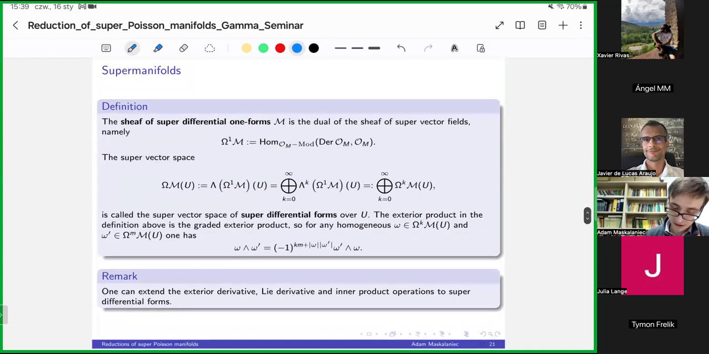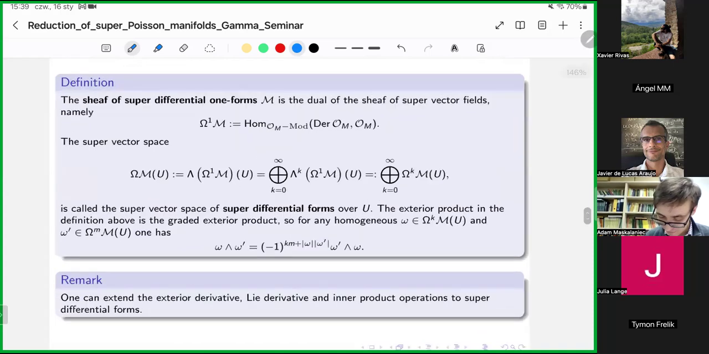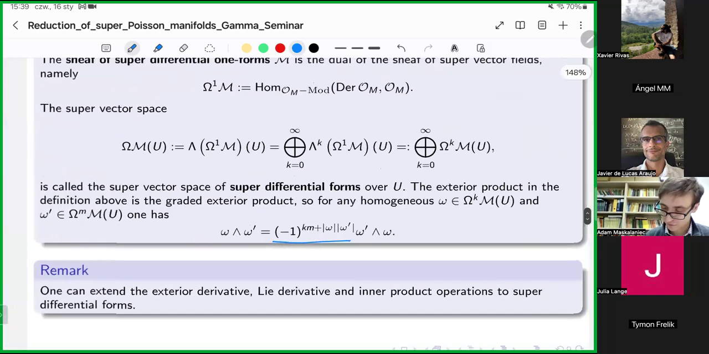And the last ingredient of the supermanifold theory I would like to mention is that we obtain super differential forms just as a dual of the module of super vector fields. And if we consider super differential forms together with the wedge product, then it turns out that the proper notion of the wedge product also depends on the degree of omega. So we obtain a different sign rule for super differential forms.